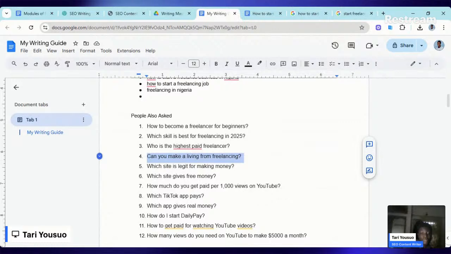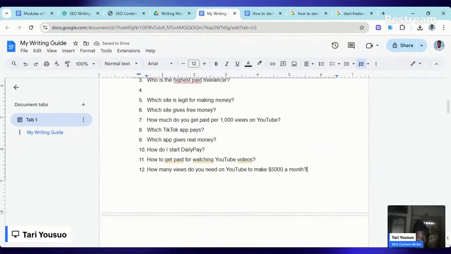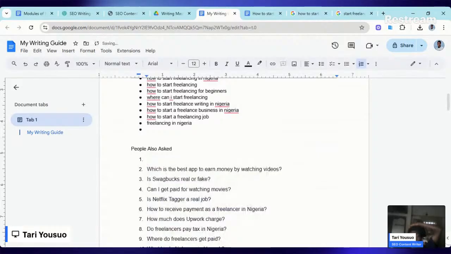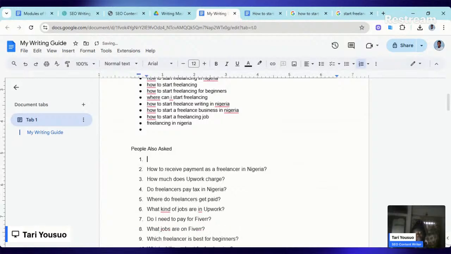So we are going to copy this. Can you make a living from being a freelancer? So all these others are irrelevant. I will just delete them. Delete. All these are irrelevant. I think I've already talked about how to receive payment as a freelancer. Okay, that was specifically for Upwork.